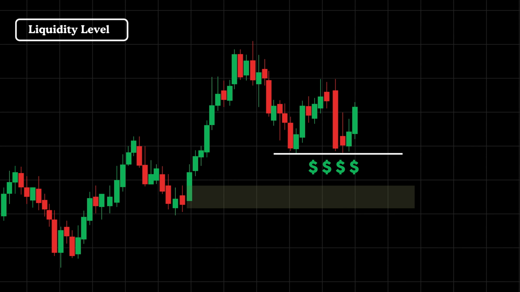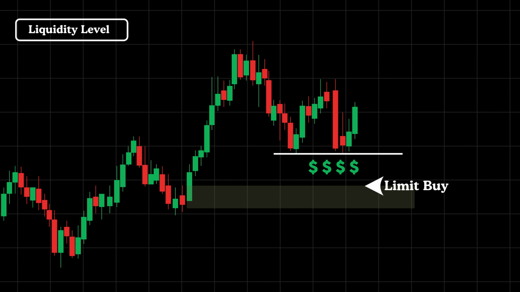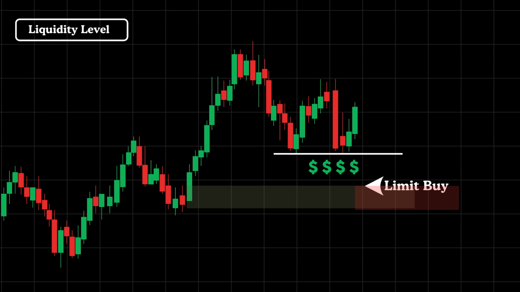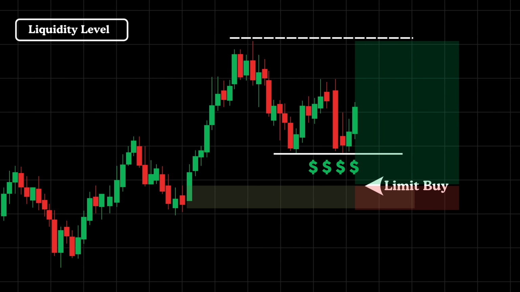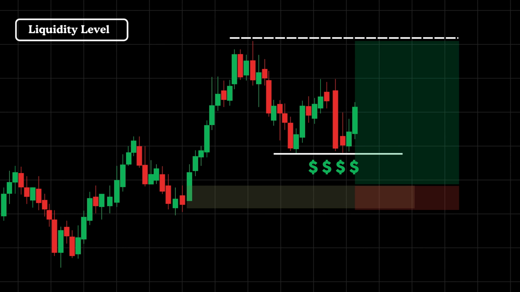Executing a trade using this method is straightforward. You place a limit buy order right at the demand zone, add a stop loss just beneath that area, and set your take profit at a level that's twice the size of your stop loss. Or if you're aiming for a more aggressive setup, you can use the previous highs as your target.